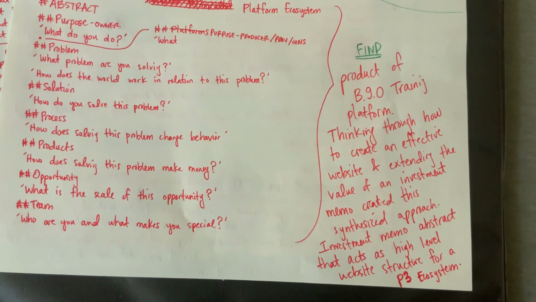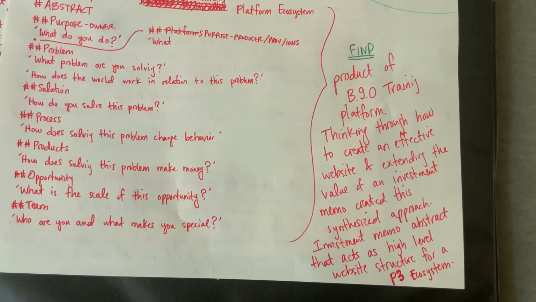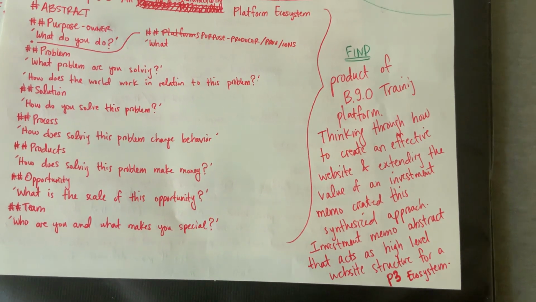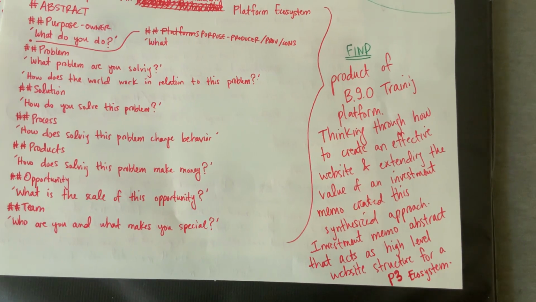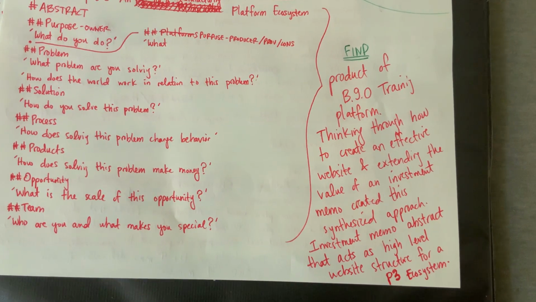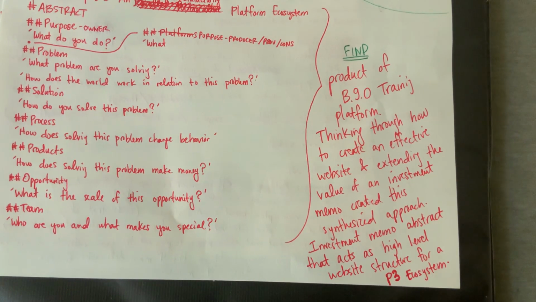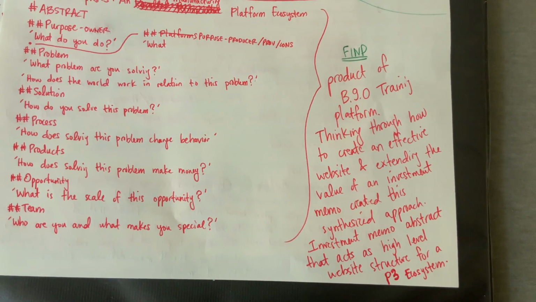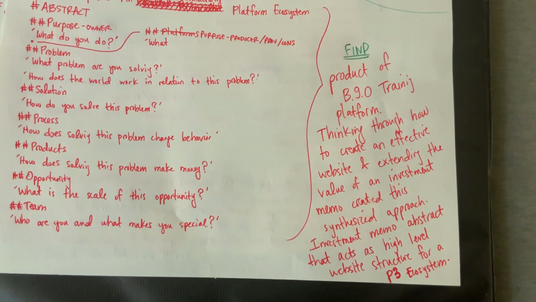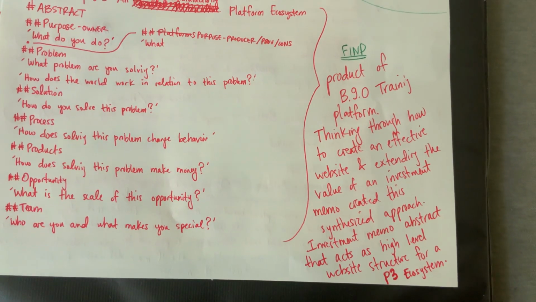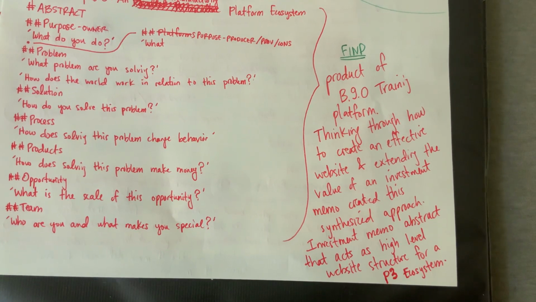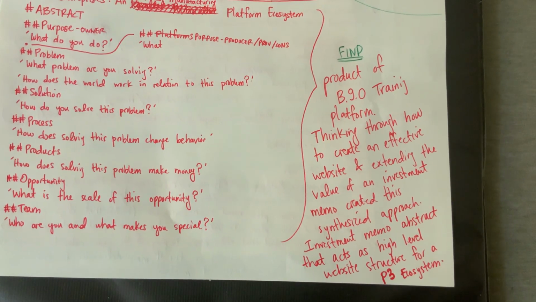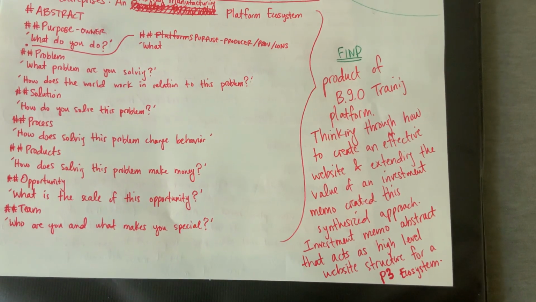Thinking through how to create an effective website and then extending the value of an investment memo created this synthesized approach. What I mean by that is it took me a while to figure out the best approach for someone just coming to this, with not much experience. How do they create an effective website for themselves? There are so many websites out there. It's confusing about where to start. But if we go back to the basics and say the leading venture capitals are saying investment memos are important, and people don't know how to create investment memos, what if we add an API that makes it really easy to structure investment memos, and then makes them instantly available when they're creating a website?